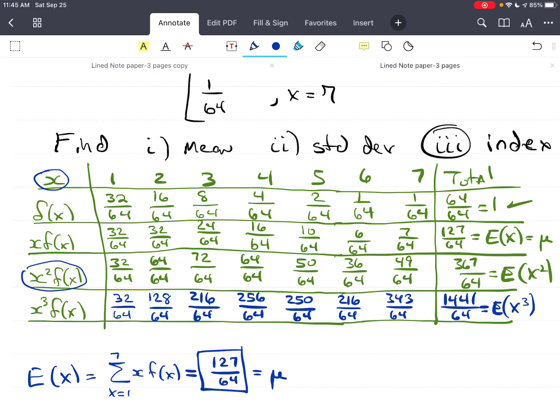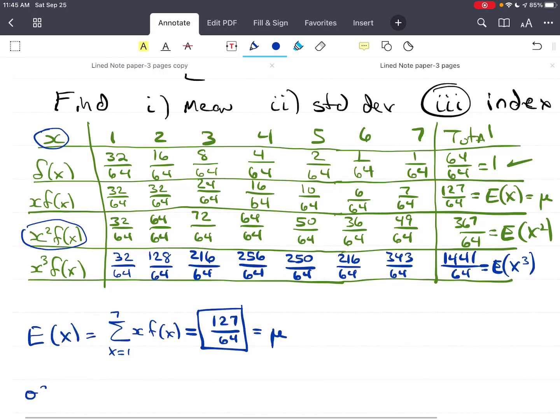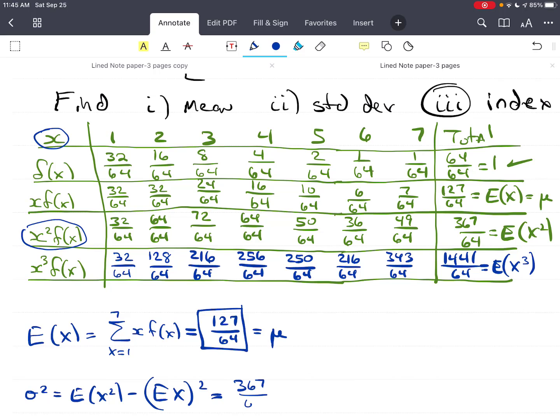Okay. Now we've been asked for sigma squared, which is E of X squared minus mu squared, or if you'd rather, it's a little more to write, you could say E of X quantity squared. And you notice that we're sloppy with the parentheses here for EX. In this context, it can't be anything other than the expected value of X. So E of X squared is 367 over 64 minus mu, which is 127 over 64. But I need to square that.